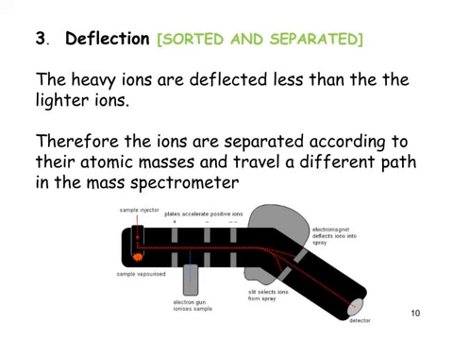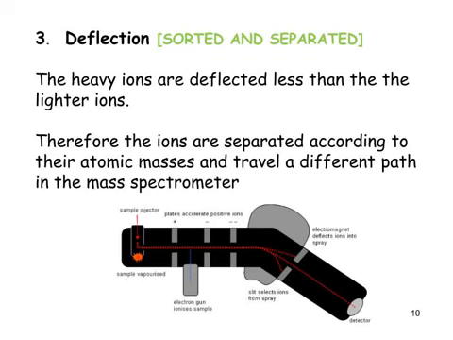Three is the deflection now. The heavy ions are deflected less than the lighter ions. Therefore, the ions are separated according to their atomic masses and travel a different path through a different path in the mass spectrometer.